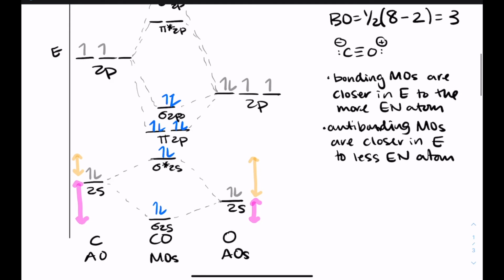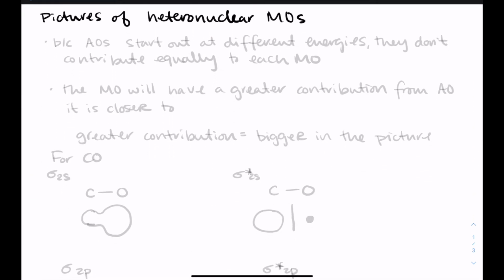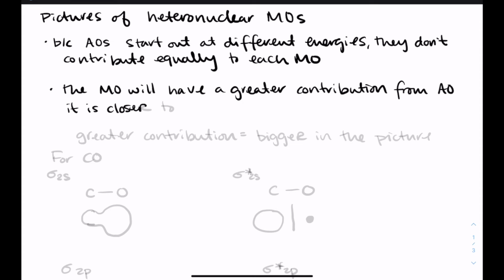Now let's talk about the pictures of the heteronuclear molecular orbitals. Because the atomic orbitals start out at different energies, they don't contribute equally to each molecular orbital. The MO will have a greater contribution from whichever atomic orbital it is closer to. So the closer energy means a greater contribution. It just means we draw it bigger in the picture. For carbon monoxide, let's go through these examples.